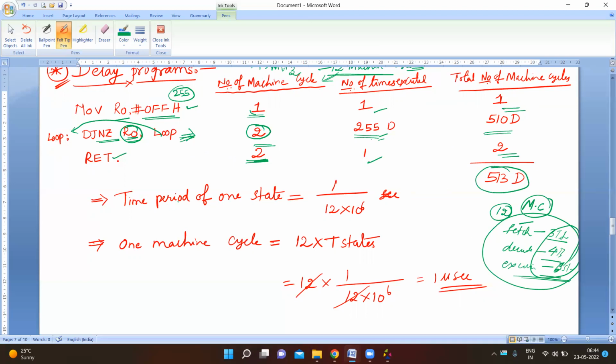The time period of one state is 1 by 12 into 10 power 6 seconds. But one machine cycle has 12 states. How many?